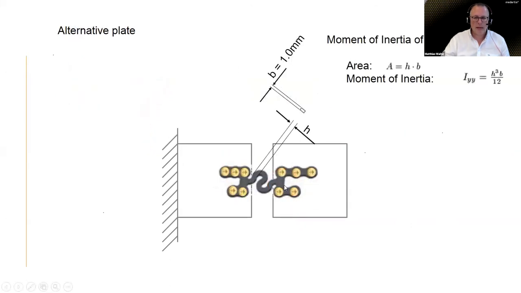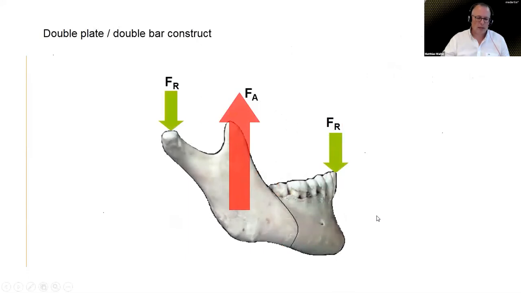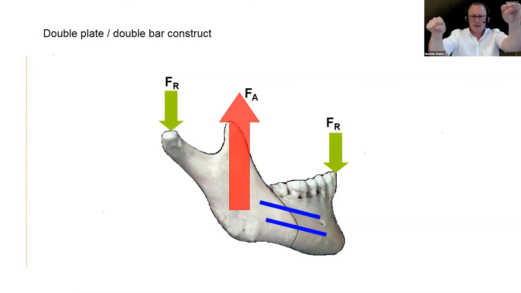Looks squiggly and more stable, but at the end of the day, the cross-sectional area is exactly the same. So therefore, you have the same problem. This is again your weak spot, right here in the middle, not what you want. What you want, though, is obviously something where you can transfer the bending into a tensile load and a compressional load. Now to look at this double plating construct.